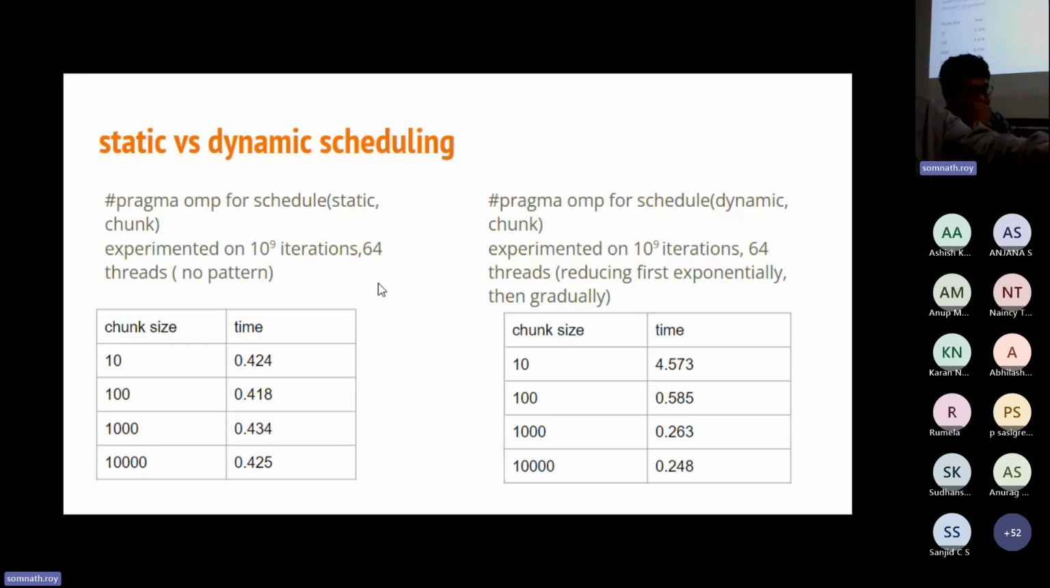You can see that for chunk size 10, the time is 4.573, but at 1000 or 10,000, it is almost half of that of static scheduling. In static scheduling it is 0.4, and with chunk size 10,000 or 1000 in dynamic scheduling, it is 0.26. It has reduced a lot, because the scheduling overhead is lower when the chunk size is higher. For 10, a lot of time is consumed in scheduling. The scheduling overhead is higher when the chunk size is less.